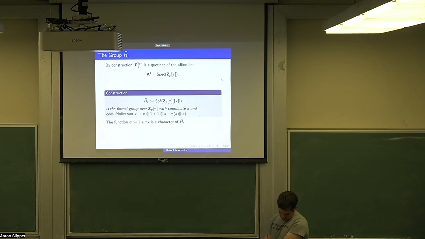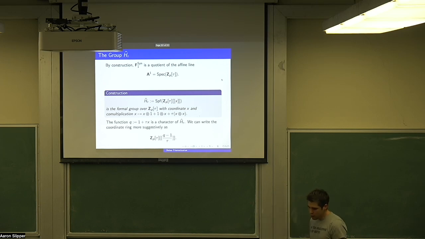And now that co-multiplication is designed so that if you take 1 plus tau times x, that's actually a homomorphism from H hat tau to the multiplicative group. That's a character on this group H hat tau. I'm going to call that character Q. And there's another way of writing the coordinate ring of this, which I think is going to be a more helpful way to think about it. We're not adjoining a variable x. We're adjoining a variable q and making q minus 1 divisible by tau. That's what this formal group is.